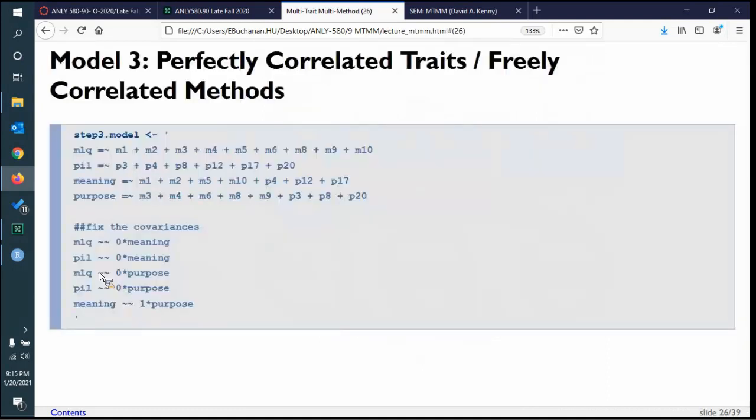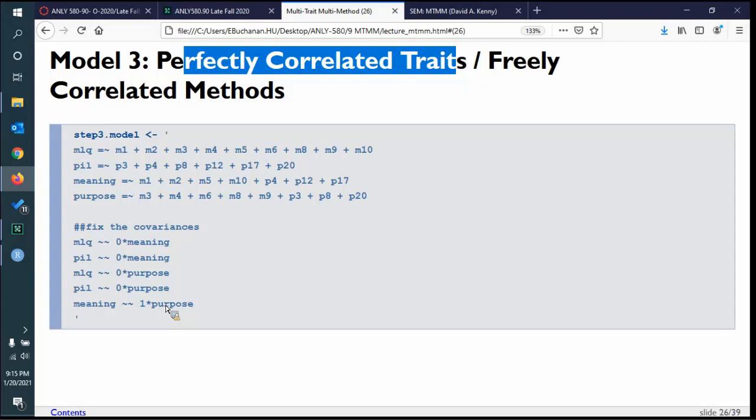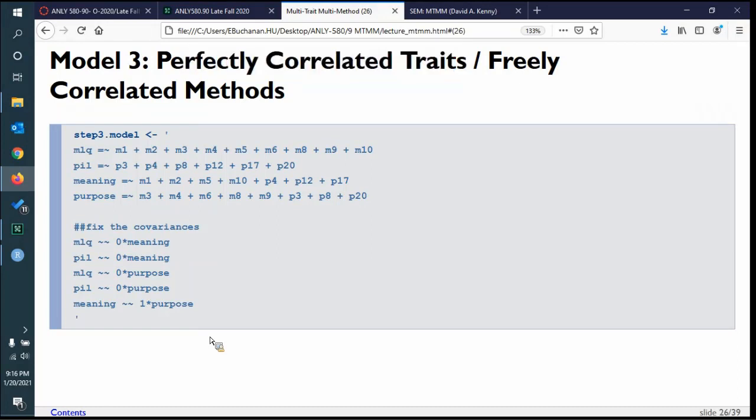Now, to do that practically in lavaan, we're just going to add a new line down at the bottom. And this is only on the traits side. So I do meaning and purpose, which is my traits. So you just got to keep it straight. Which one's traits and which one's methods? So I say meaning is perfectly correlated with purpose. And I want to see if that model is worse than model 1, where I estimate it freely.